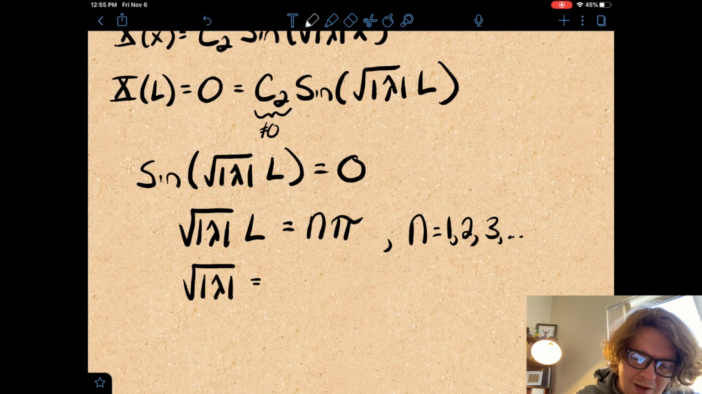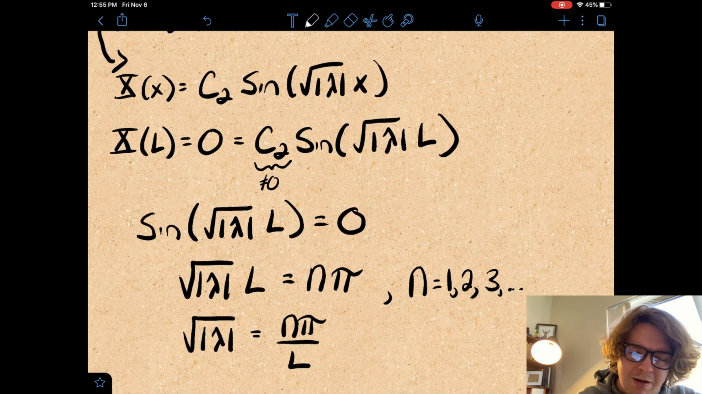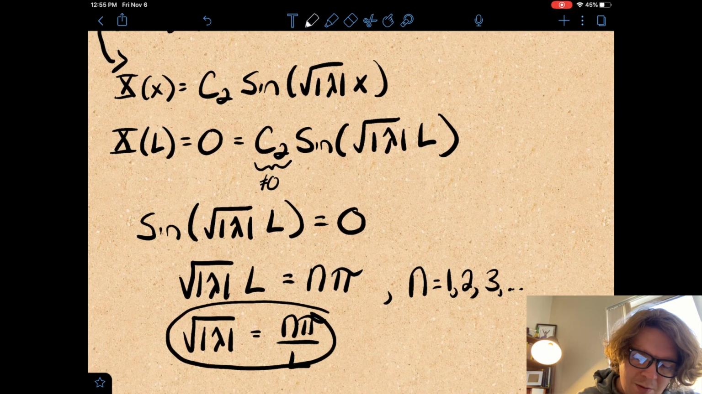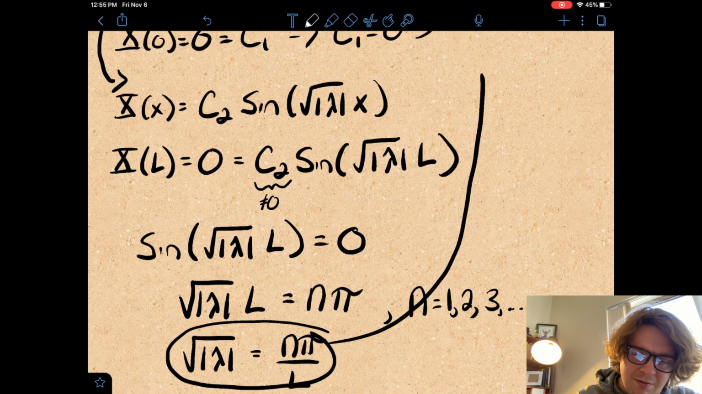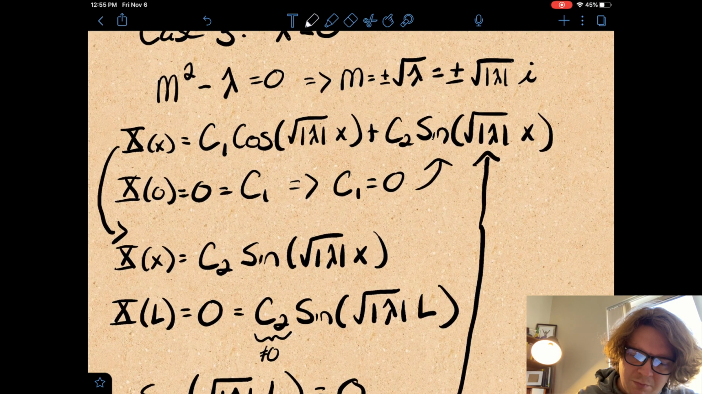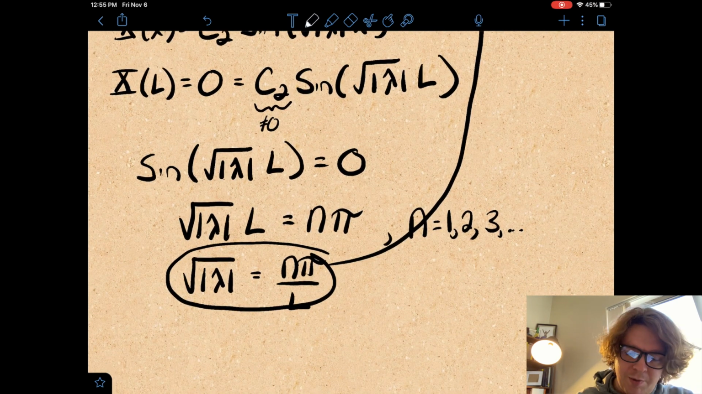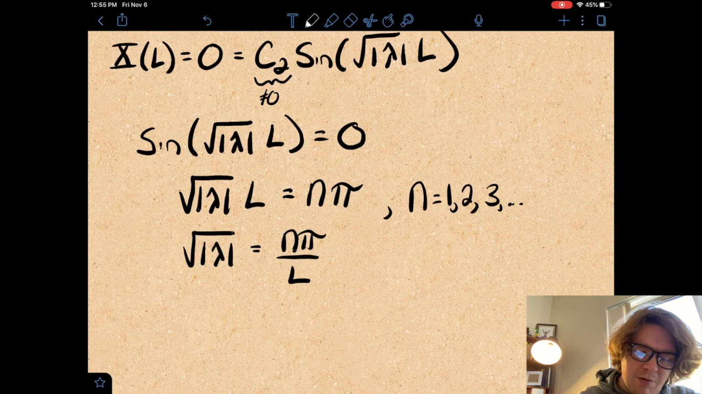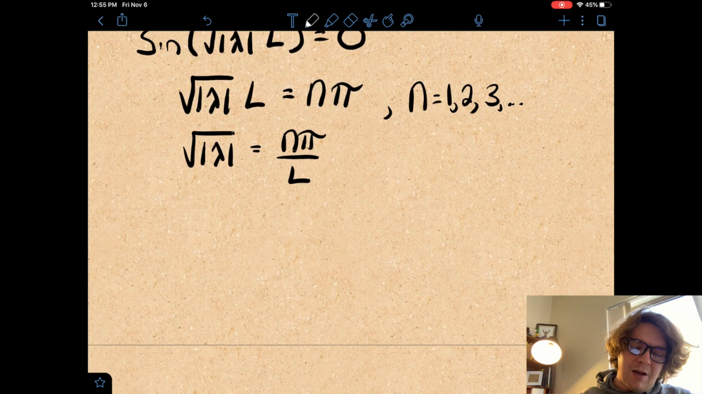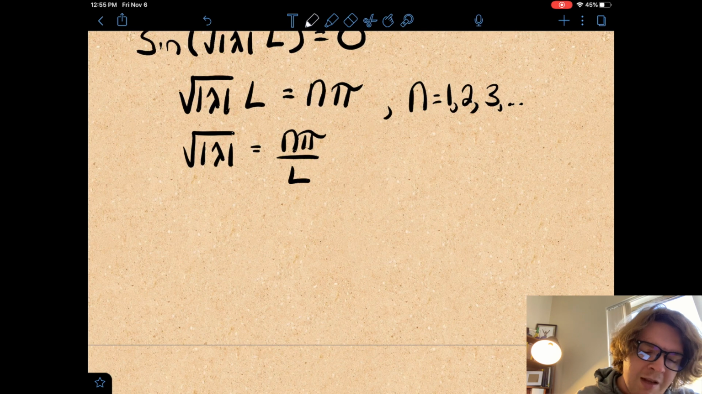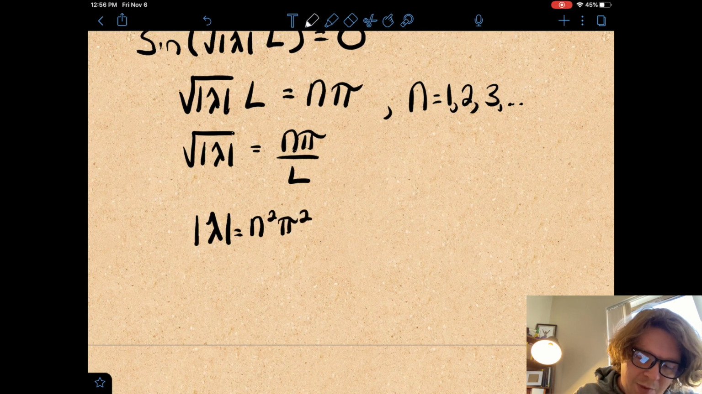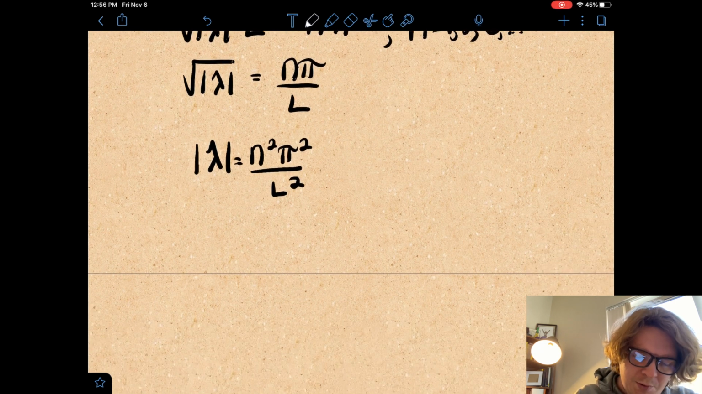All right, so let's start thinking about how we would solve for lambda. We can divide both sides by L. This is going to be very convenient for us because we're going to be able to plug this back in right here in just a moment. So keep in mind that the square root of the absolute value of lambda is just going to be n pi over L. And now we can square both sides, so we end up with the absolute value of lambda being n squared pi squared over L squared.